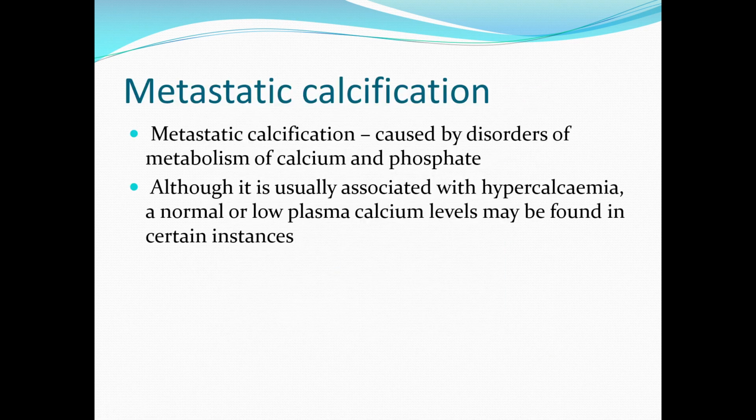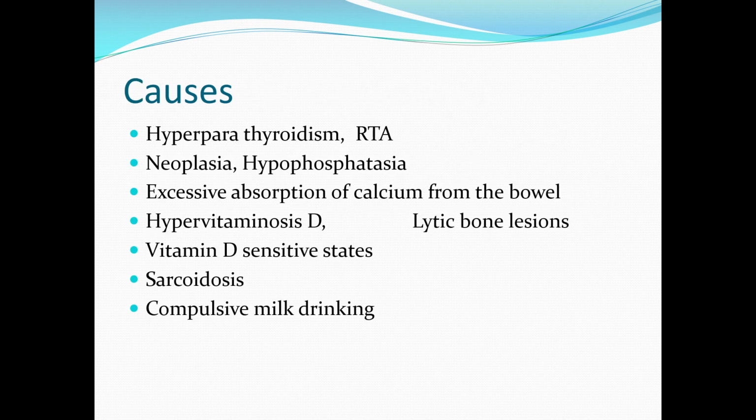Now, the second type of calcification, that is metastatic calcification. It is caused by disorders of metabolism of calcium and phosphate. It is usually associated with hypercalcemia, and a normal or low plasma calcium level may be found in certain instances, but the majority of the time you find hypercalcemia. Causes of metastatic calcification are hyperparathyroidism, neoplasia, hyperphosphatemia, excessive absorption of calcium from the gut, hypervitaminosis D, vitamin D sensitive states, sarcoidosis, and compulsive milk drinking, or the milk-alkali syndrome.